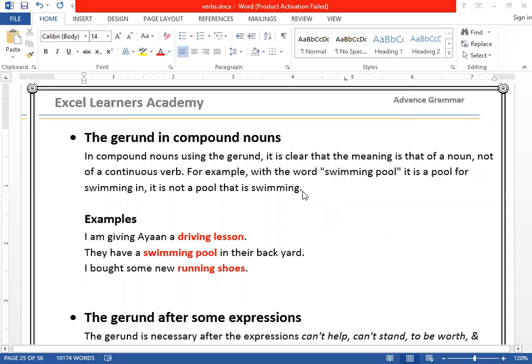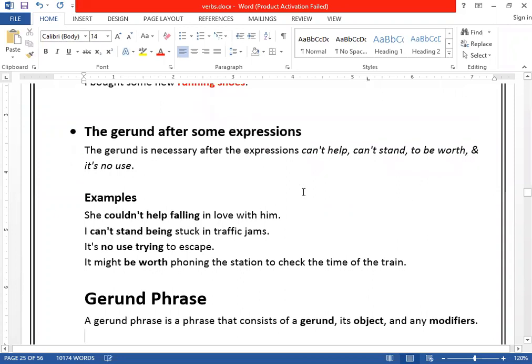Next, the last one: we also use a gerund after some expressions. There are some expressions after which a gerund is necessary: can't help, can't stand, to be worth, and it's no use. After these expressions we use a gerund. For example, 'She couldn't help falling in love with him.' Couldn't help is the expression, and after it the gerund is used.